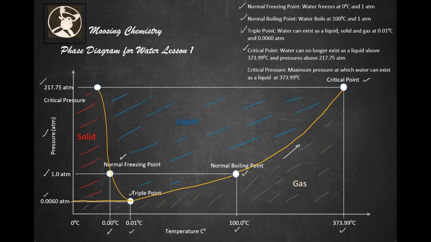Critical point is where water can no longer exist as a liquid above 373.99 degrees Celsius and the pressure above 217.75 atmospheres. So at that point, that's where water automatically turns into a gas, no matter how much pressure you put upon it. Critical pressure is the maximum pressure at which water can exist as a liquid at 373.99 degrees Celsius.